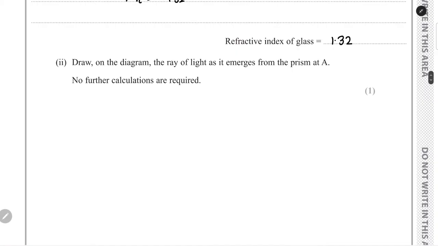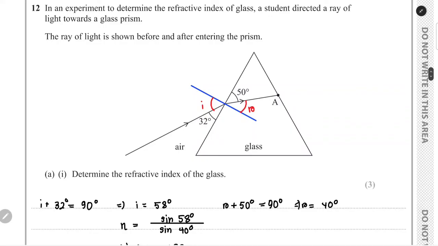Now on the diagram, we have to draw the ray of light as it emerges from the prism at A. Before I draw that, I'll draw the normal to it, so it gets easier for me to see what happens. This is the normal, which should be perpendicular to the surface. Over here we are moving from a dense medium to a less dense medium. In that case, it will refract away from the normal, so it will move like this. This will be less pronounced, so somewhat like this. We have to ensure that this angle over here is larger than this angle. This is a must.